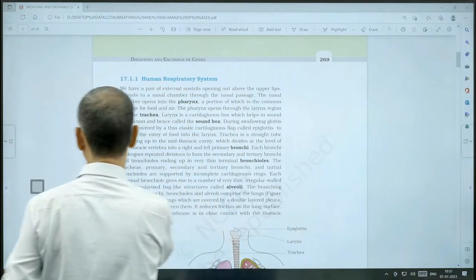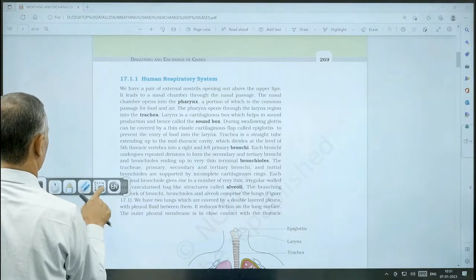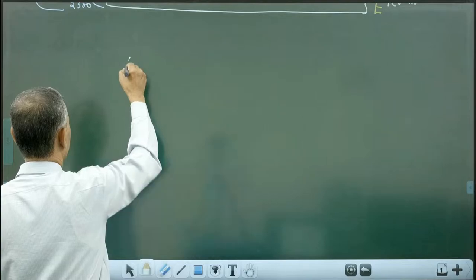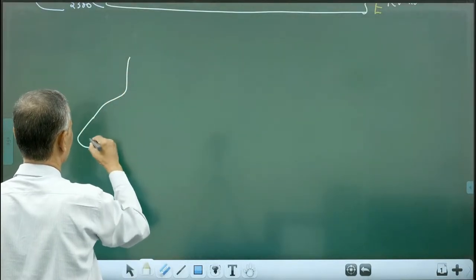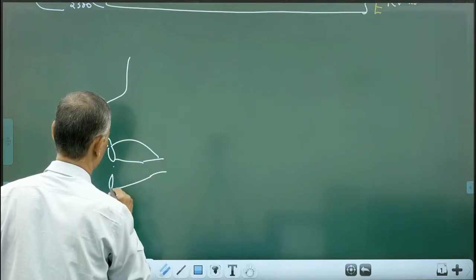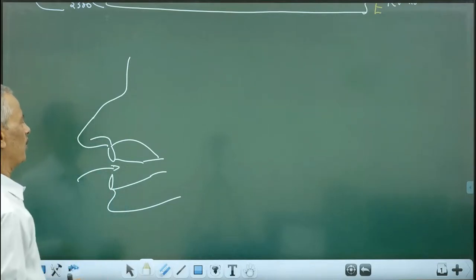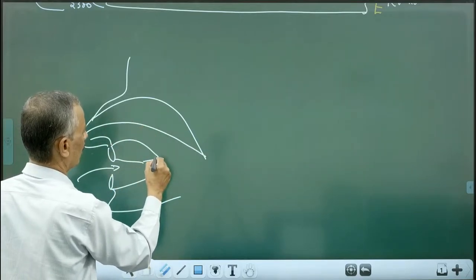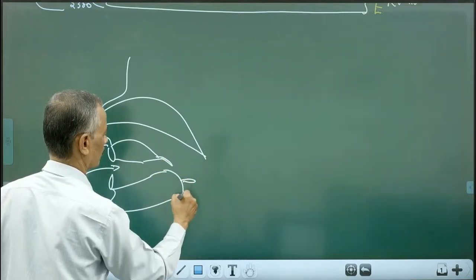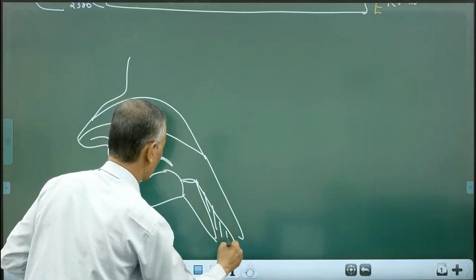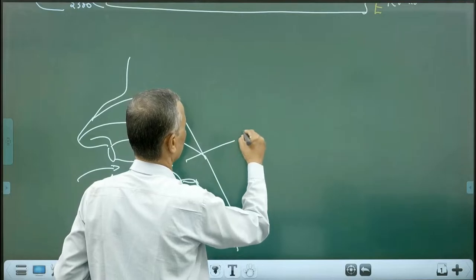You have a special feature here: this is the oral passage and this is the nasal passage. This oral passage and nasal passage meet at the common pharynx.